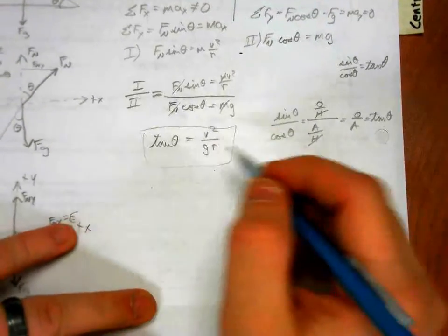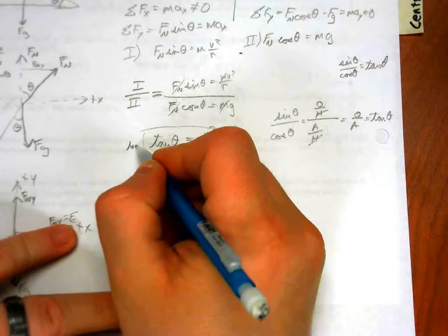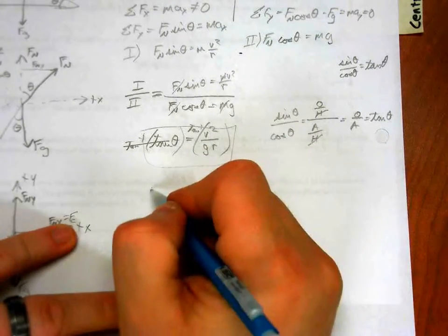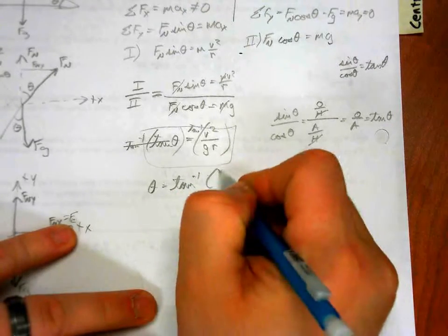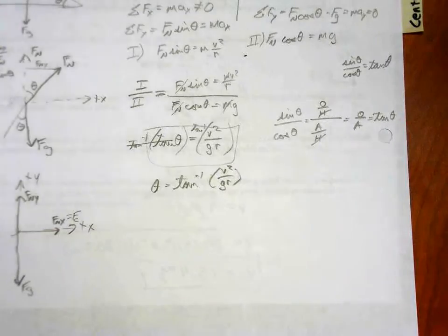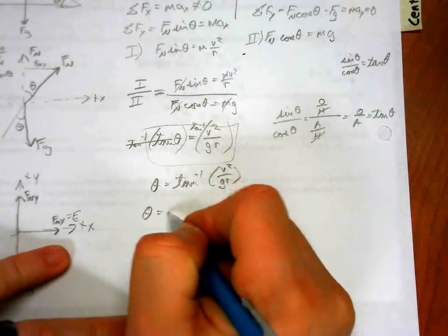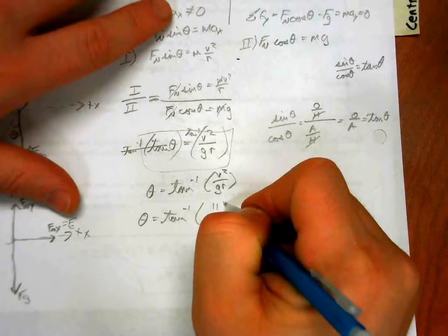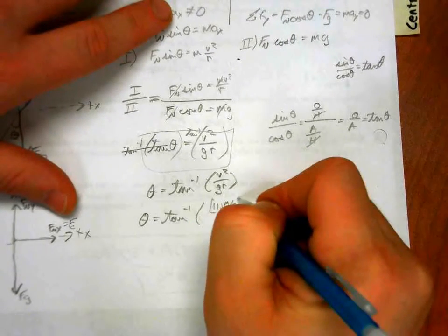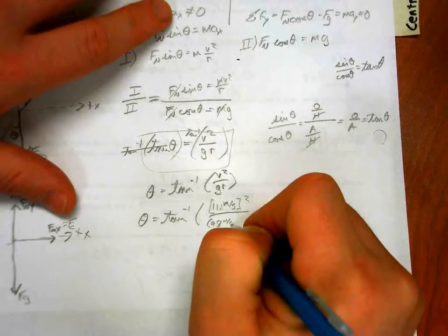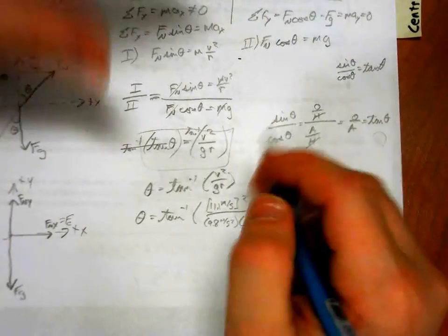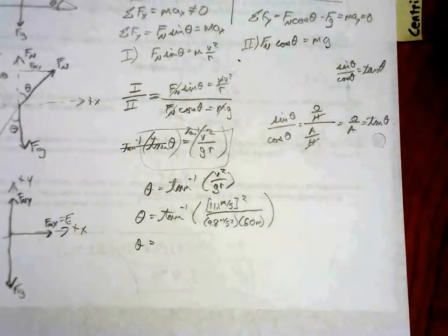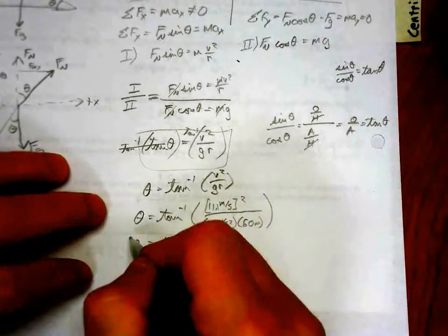So now that we have this special equation here, it's just simple to take the inverse tangent of each side. The inverse tangent cancels out tangent, so theta equals inverse tangent of v squared over gr. Now we can just plug stuff in. 11.1 meters per second, and this whole quantity is squared, times 9.8 meters per second squared times r, which is 60 meters. And then theta is equal, when you calculate all that out, to 11.8 degrees.